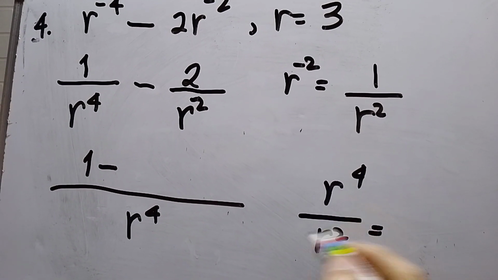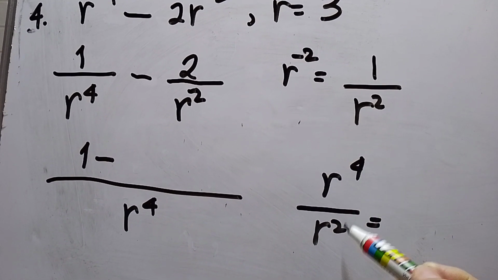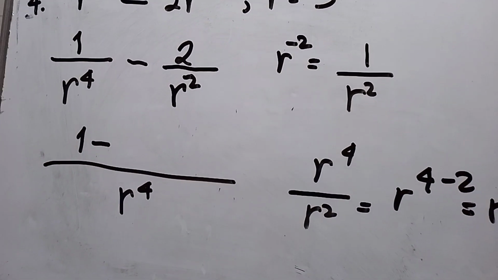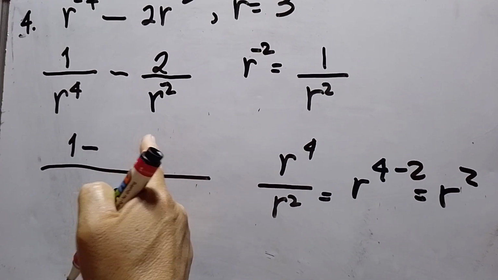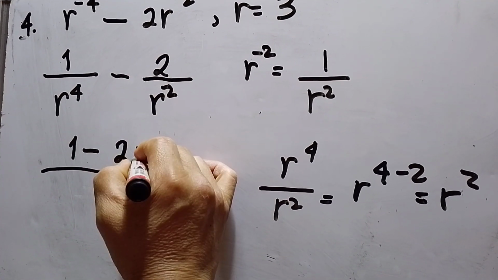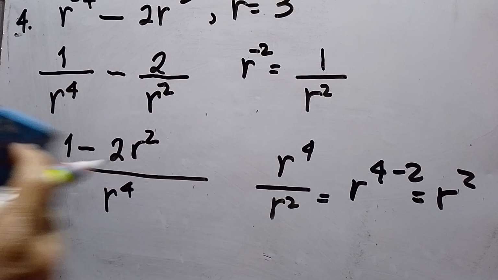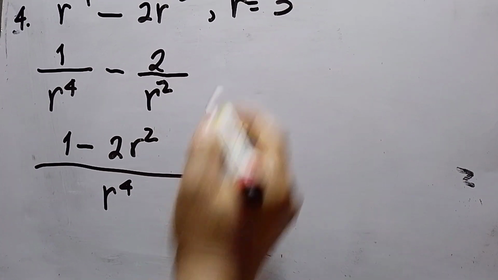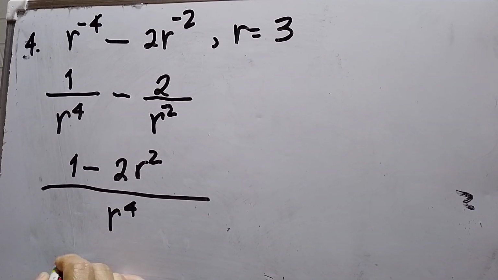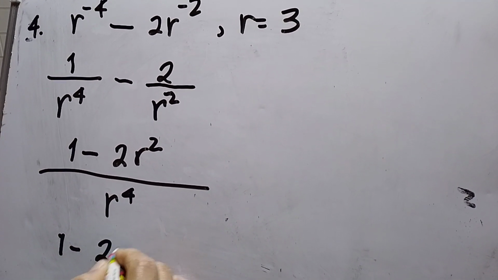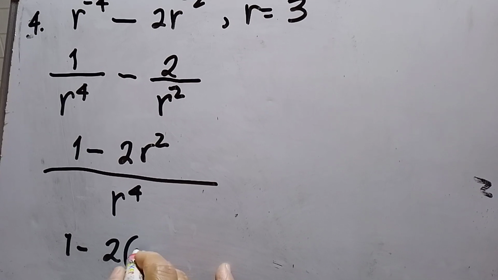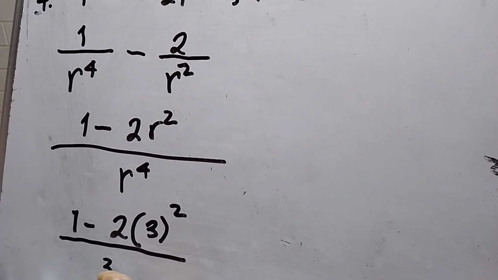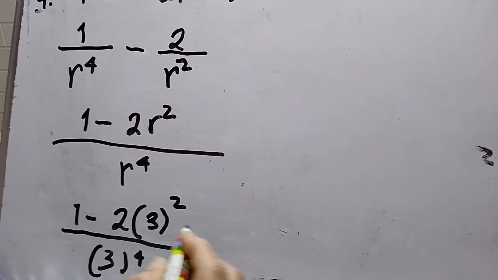So by using index laws, when m is greater than n, this will be 4 minus 2, and this will be equal to R squared. R squared times 2, that will be 2R squared. And then, I will substitute the value of R, which is equal to 3. So this will be 1 minus 2 times 3 squared over 3 raised to the 4th power.